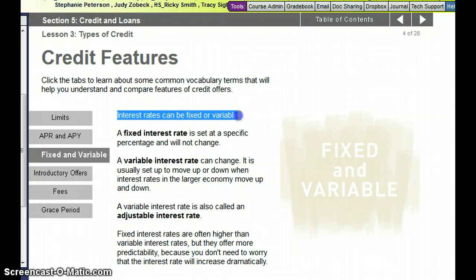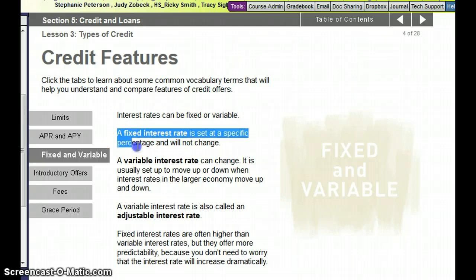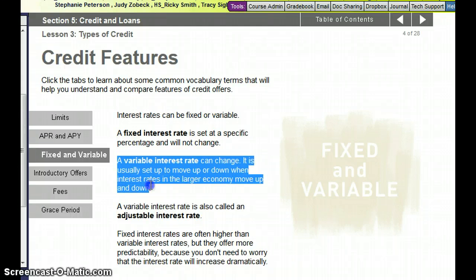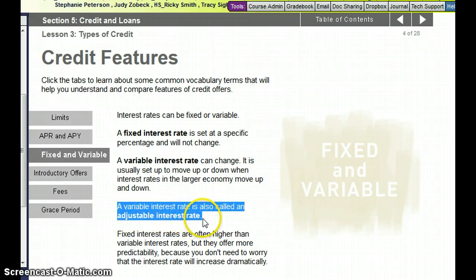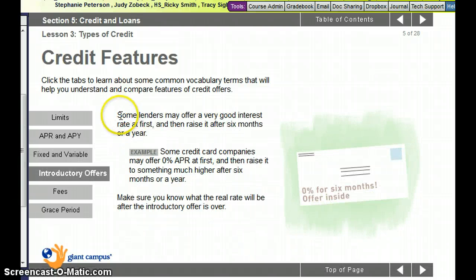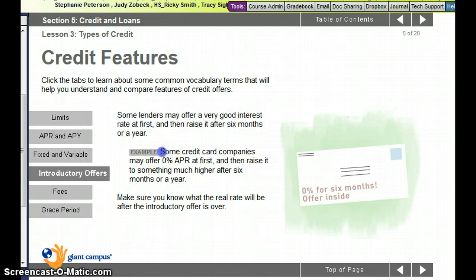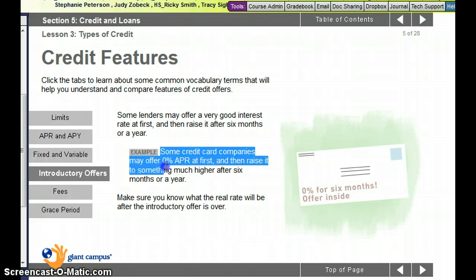Interest rates can be fixed or variable. A fixed interest rate is set at a specific percentage and will not change. A variable interest rate can be changed. It's usually set up to move up or down when interest rates in the larger economy move up and down. A variable interest rate is also called an adjustable rate. Some lenders may offer a good interest rate at first and then raise it after 6 months or a year. Some credit card companies may offer 0% at first, then raise it to something much higher after 6 months.